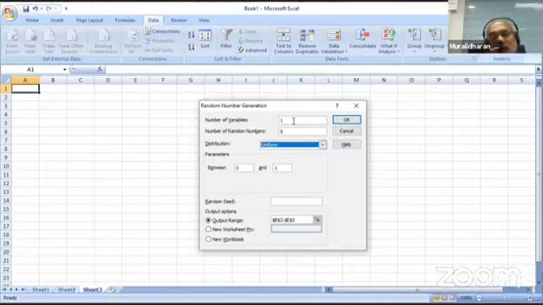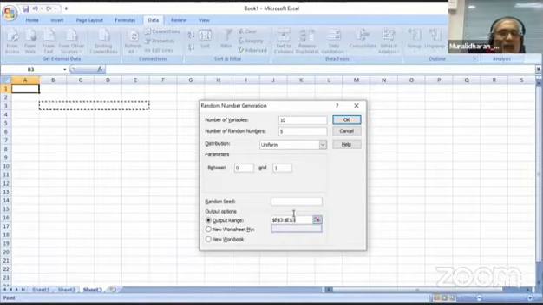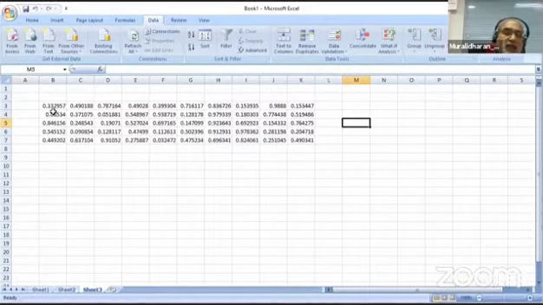How many random variables do you want? Suppose you want, for example, 10 uniform random variables, and of what size? What is the size of each random sample? It can be 5, 10, 30, etc. And where do you want to have the numbers generated? Give some space. It is not necessary to give the whole space. Okay, so I'm just saying, this is one way.